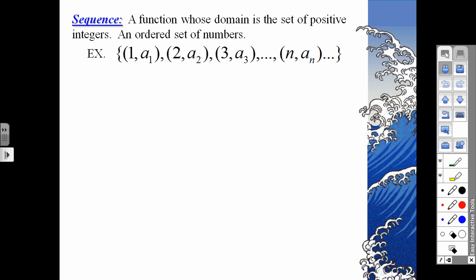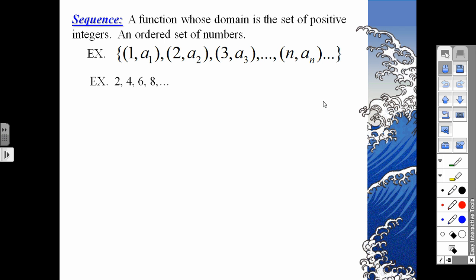So if you wanted to write it out as a set of ordered pairs, you'll notice that the domain right here starts at 1 and goes through all the positive integers. And then the range, we represent it by a sub 1, a sub 2, a sub 3. And this would be like your general term of n and a sub n.